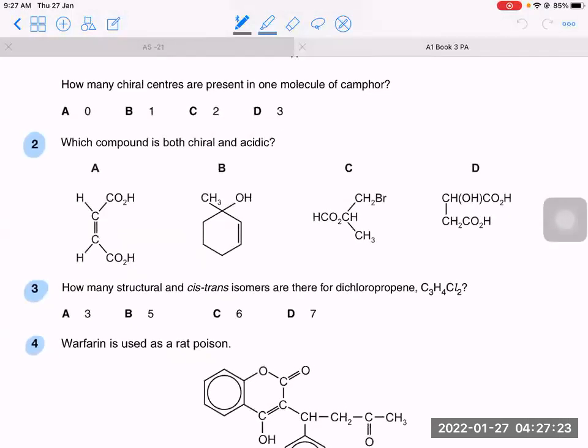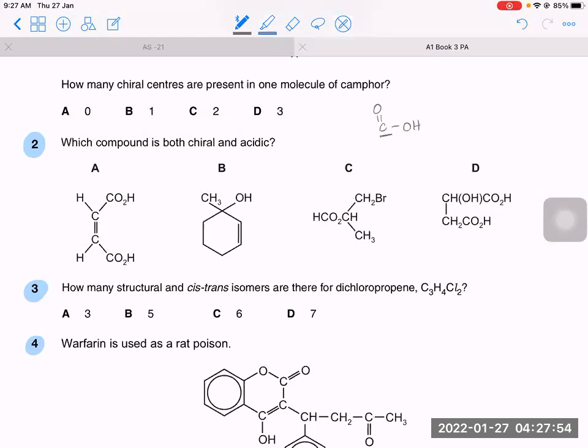Which compound is both chiral and acidic? For acidic, which group do we need? CO2H. So it needs to be a chiral center. Now for a chiral center, you must have carbon with 4 single bonds. Now you look at each carbon. What is a CO2H? A CO2H is like this. Yes, this is CO2H. Can this carbon be chiral? No. Why? Because it has a double bond. You need 4 single bonds. So every time you see a CO2H, you ignore it.